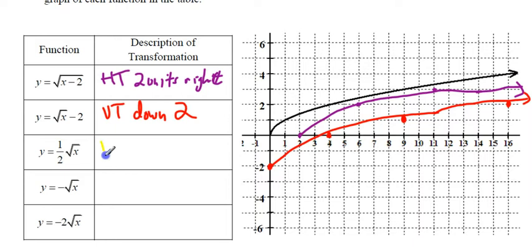One half root x is a vertical stretch by a factor of 1/2. So (0, 0), nothing will stretch that. (4, 2) becomes (4, 1), (9, 3) becomes (9, 1 1/2), and (16, 4) becomes (16, 2).